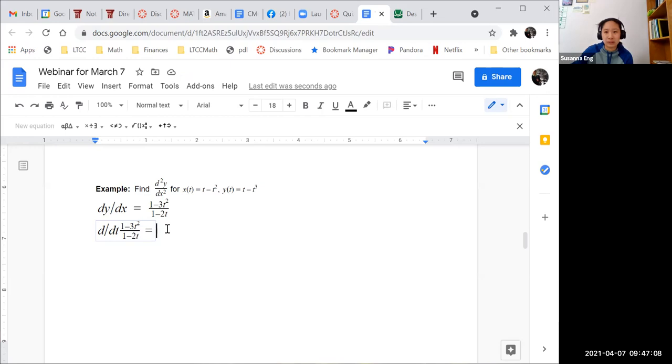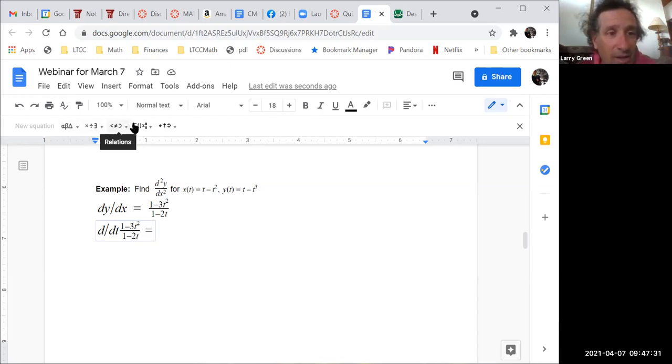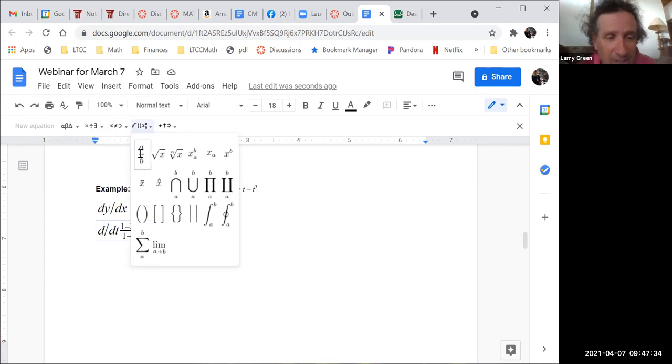Use the quotient rule. Quotient rule is real common in these second derivatives, as you can see. And notice that our original question didn't have any divisions. There's no quotient here, right? x of t is t minus t squared. y of t is t minus t cubed. So quotient rule just appears, and it's just the way it is. Okay, no matter how messy it is, we got to live with it. So let's go ahead and use the quotient rule.